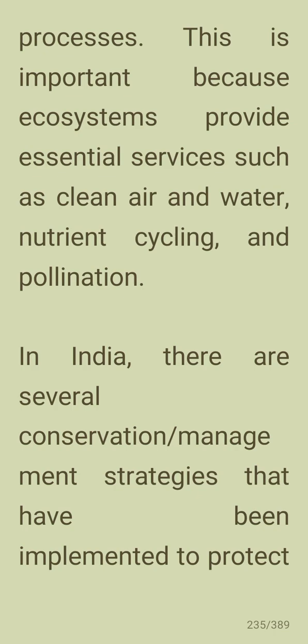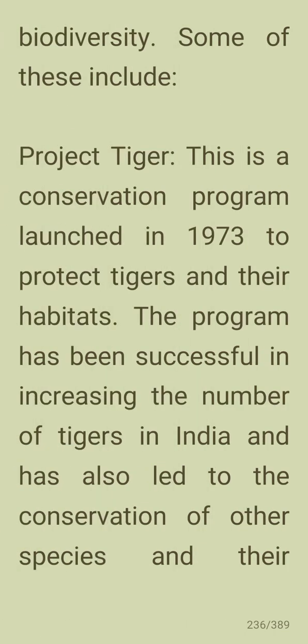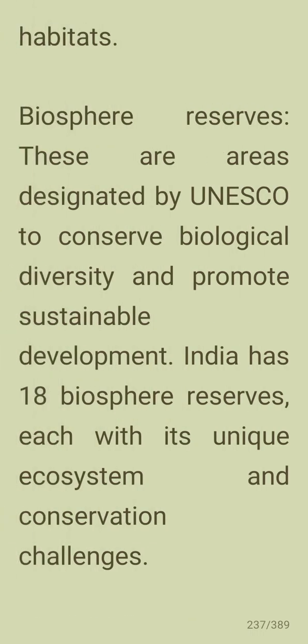So, in India, there are several conservation management strategies that have been implemented to protect biodiversity. Some of these include Project Tiger. This is a conservation program launched in 1973 to protect tigers and their habitats. The program has been successful in increasing the number of tigers in India and has also led to the conservation of other species and their habitats.